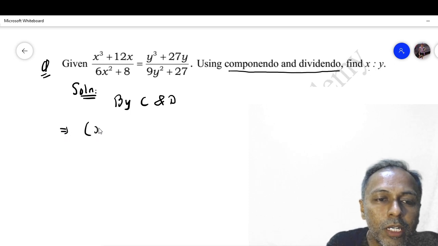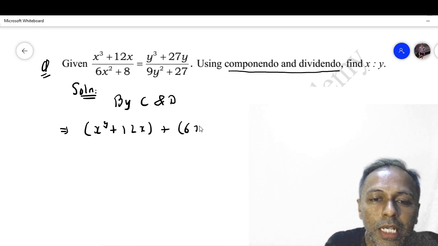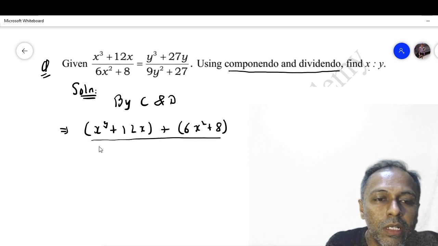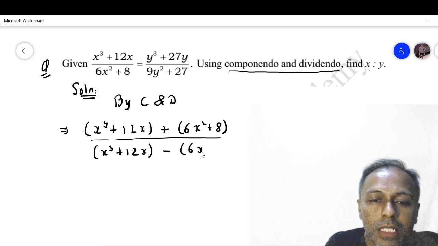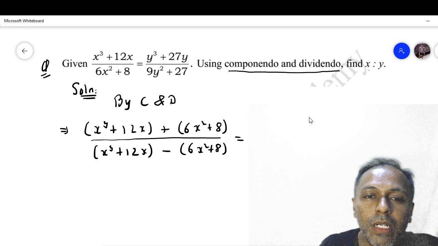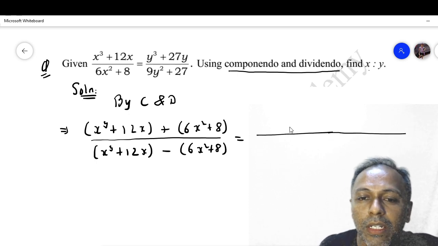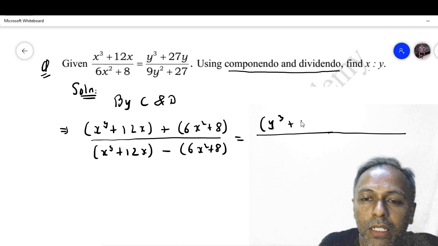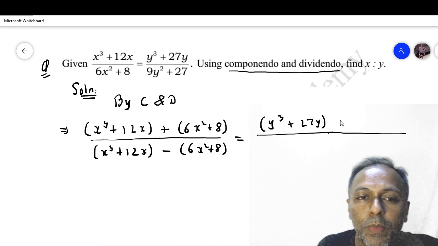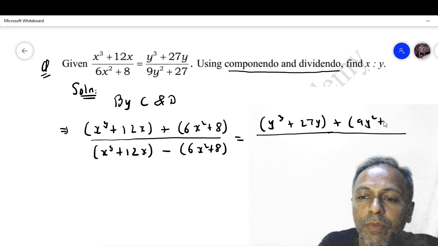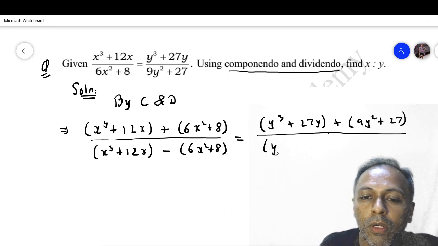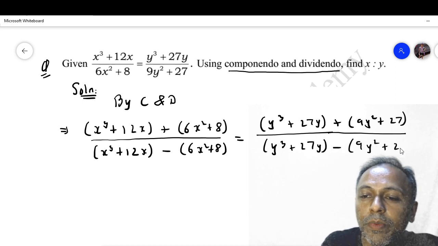So the numerator will become x cube plus 12x plus 6x square plus 8 upon x cube plus 12x minus 6x square plus 8. Similarly, the right hand side will come as it is, just the variable will be y, and of course that is 27y here. So y cube plus 27y plus 9y square plus 27 upon y cube plus 27y minus 9y square plus 27.